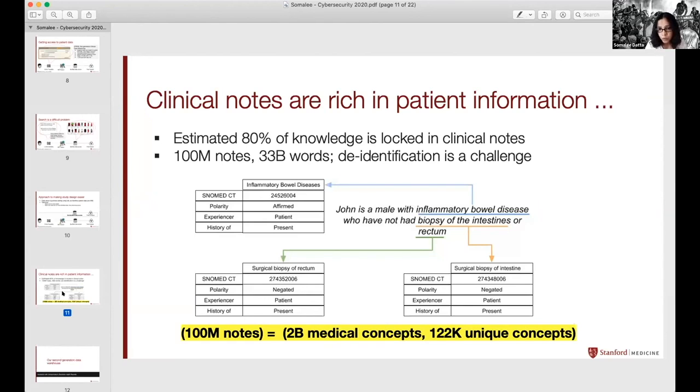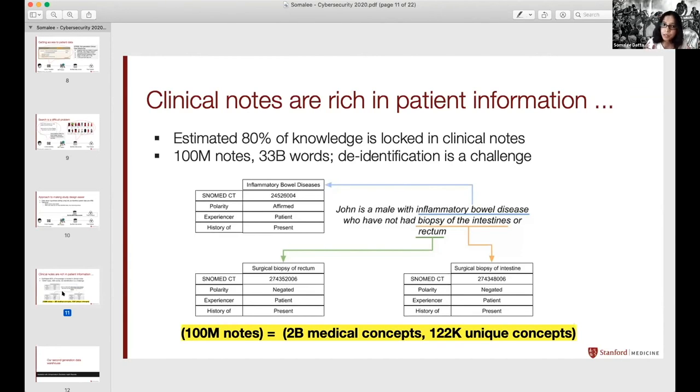So here, what I'm showing you in the figure is an example statement that a doctor will write and what information you can derive from this. So for example, inflammatory bowel disease is a medical concept. What it's also telling you is that the patient has it as opposed to not having the disease. It tells you that the experiencer is a patient, not their family member. And the final thing that you learn from this is that it's happening at the time of your doctor's visit. It's not an event that happened in the past.